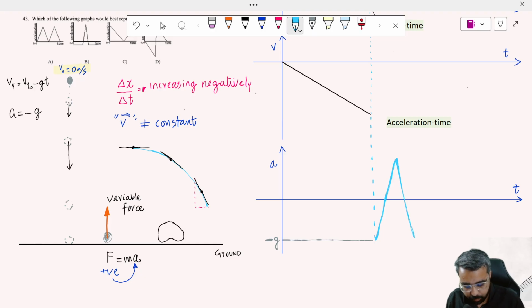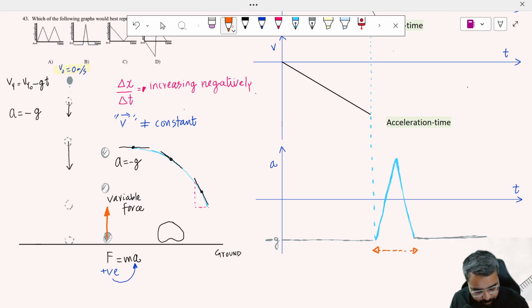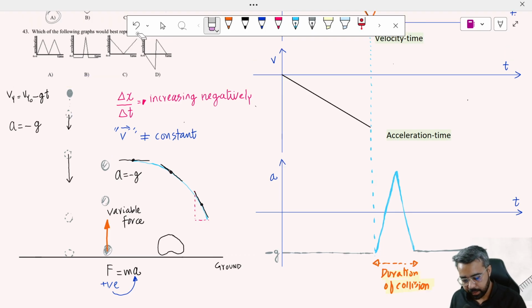And after that, once again the ball is in the air. The ball is going up, so now the ball once again has the same acceleration, that is negative g. So we will continue the same line because the ball is once again in free fall motion. So you can safely say that this is basically the duration of collision. So we have seen that logically its answer should be option B. I hope you understand both.